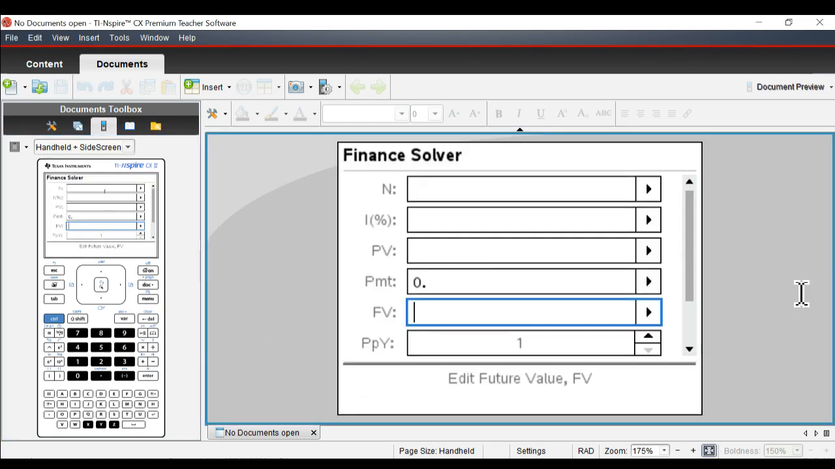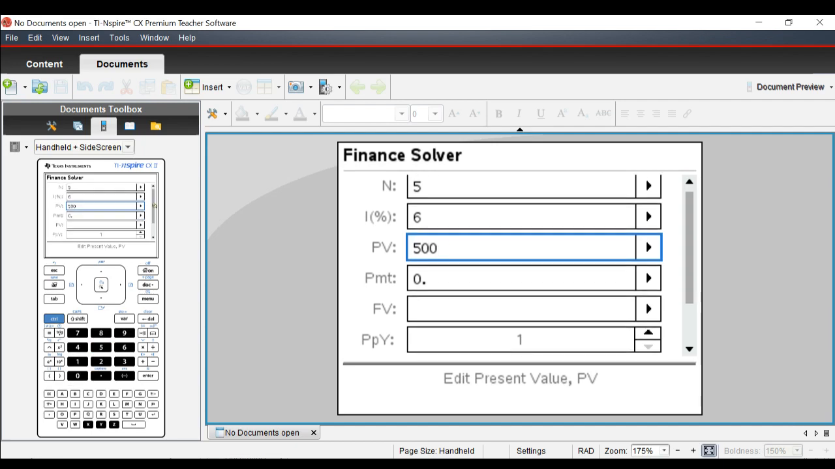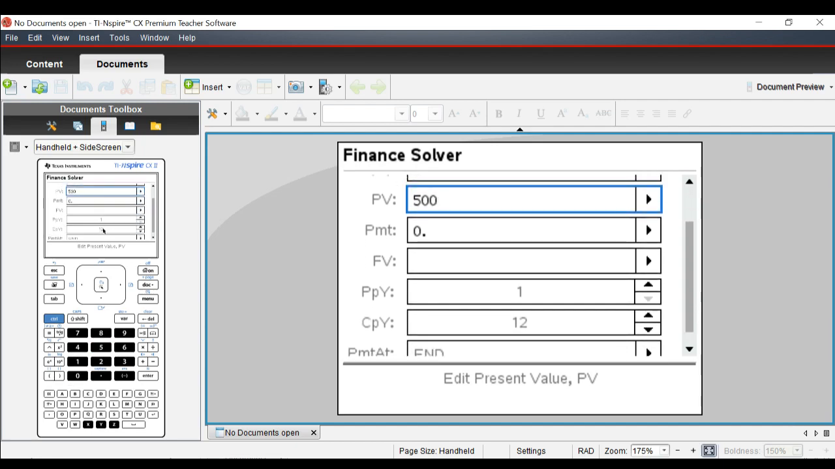Just use a comma. Just a quick reminder about Finance Solver. You can read through on your own calculators here what each part represents. Say I had a loan for 5 years, paid interest at 6%. Or let's say I was saving money in a savings account, and my present value started with 500, compounded annually, so the compound period would be 1, and then I should just click on the blank cell to get my future value. What would that be worth after 5 years?